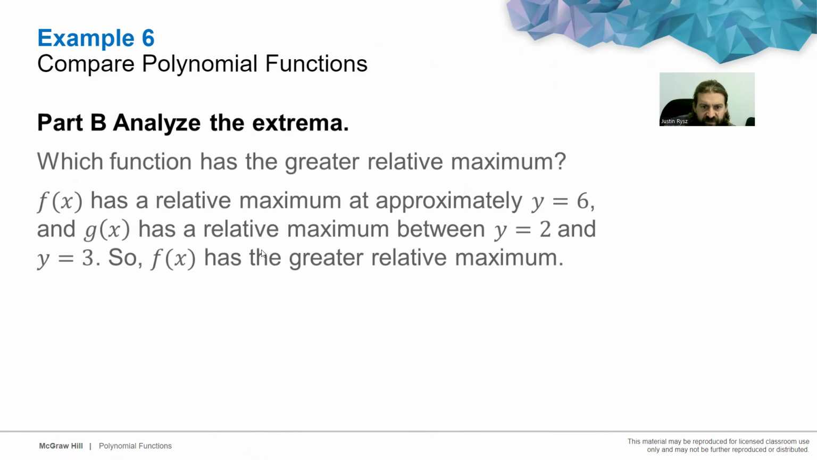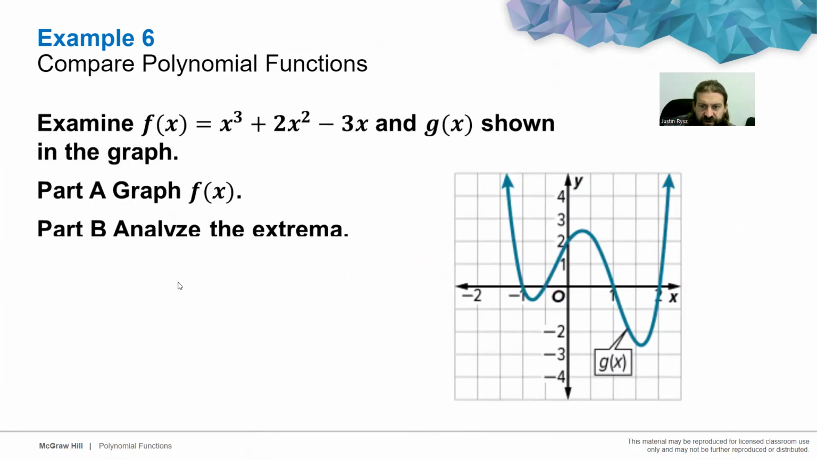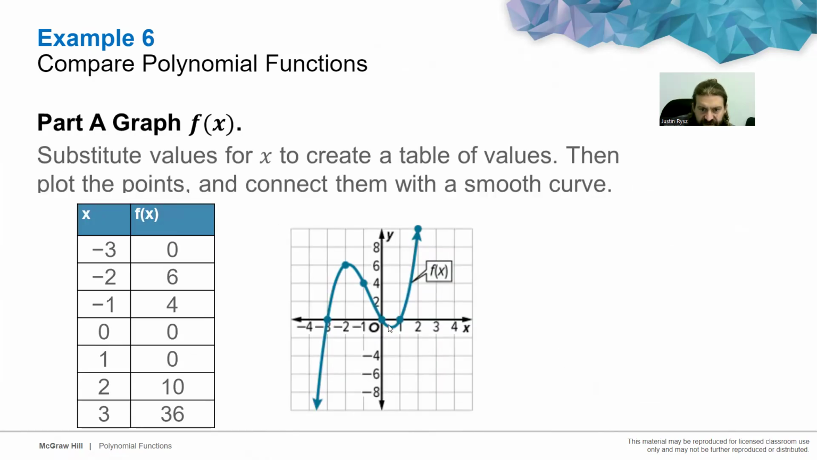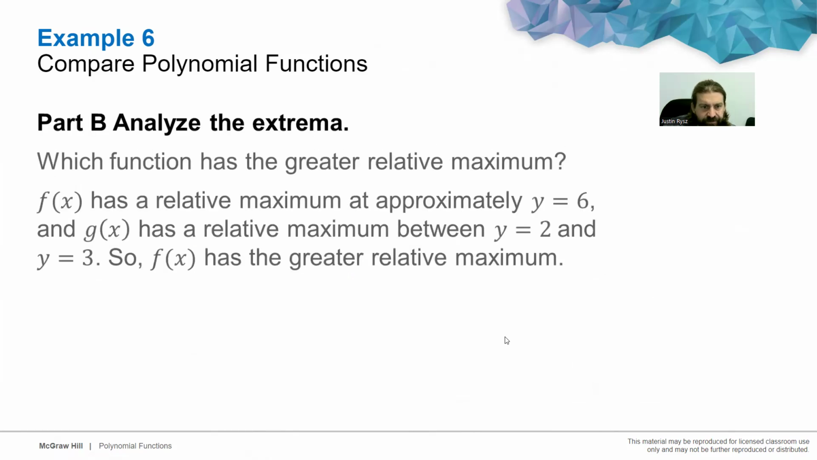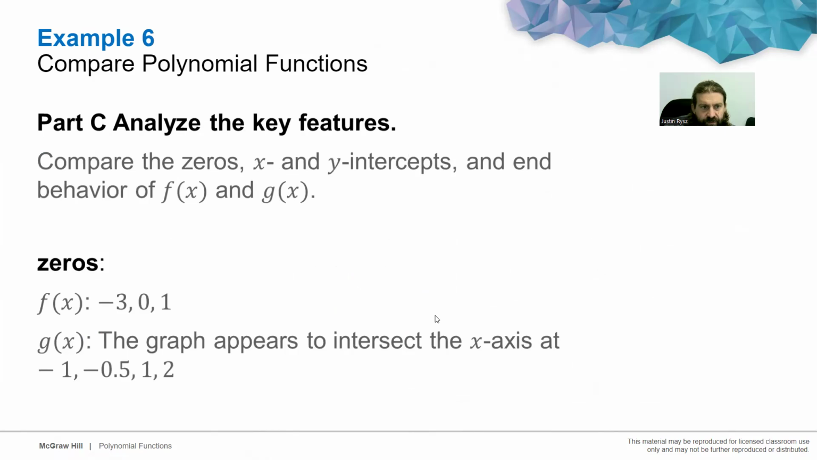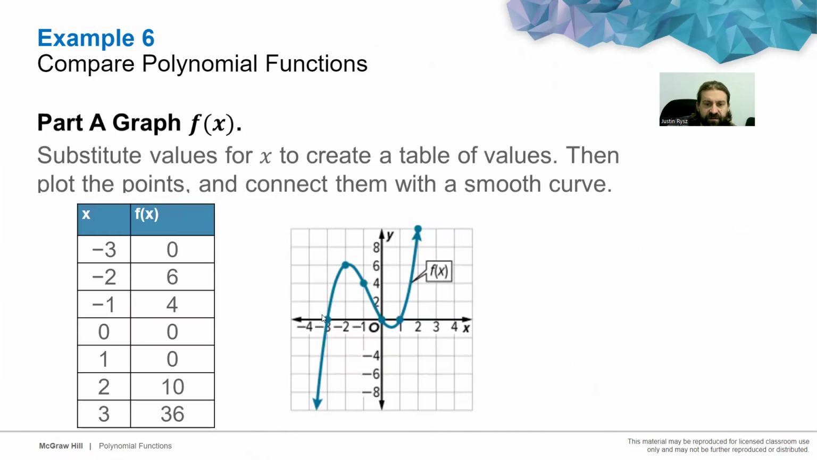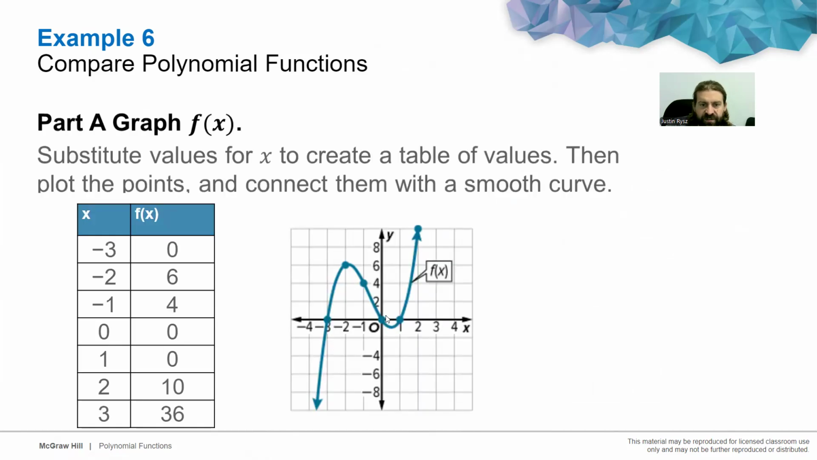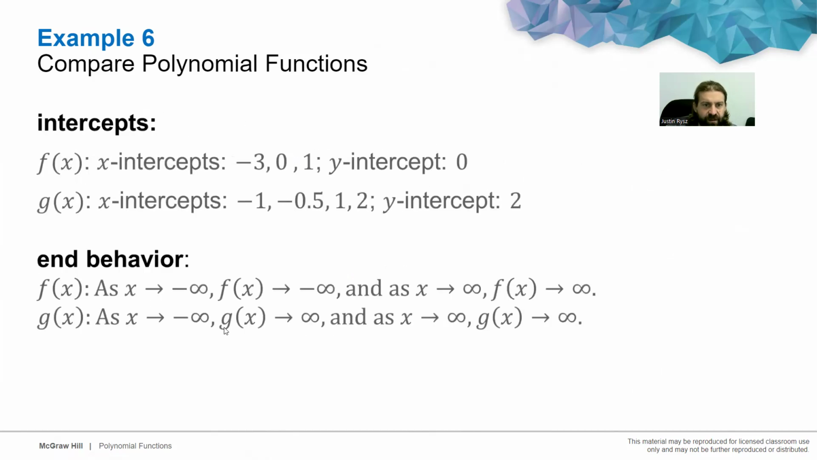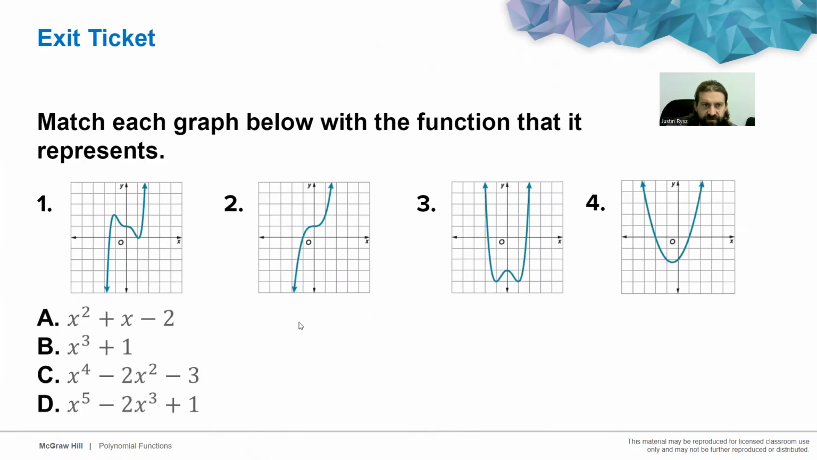Now for the relative minimum, we can look to see how far it goes below. This one goes down to about -2.5. This one only goes down to about -1/2. So g of x has the lower minimum. We can look at the key features, the x and y intercepts. The zeros here are -3, 0, and 1, while g of x's are at -1, 0, 1, and 2. So there are more zeros on g of x. And then we can look at the end behavior of the graph too.